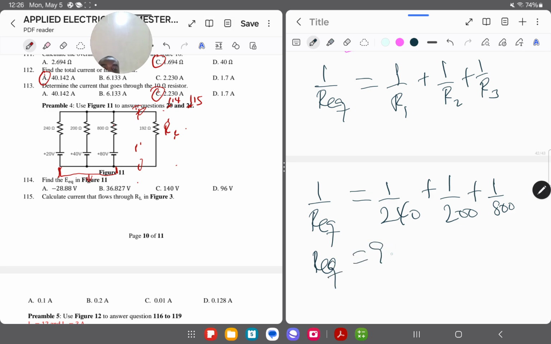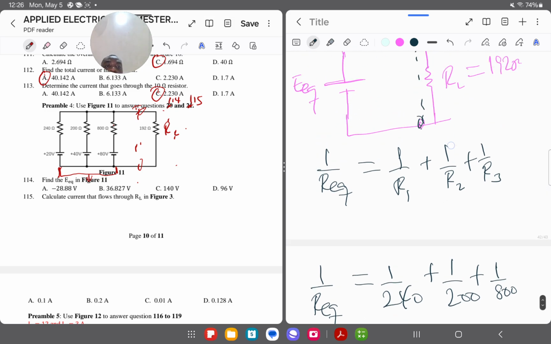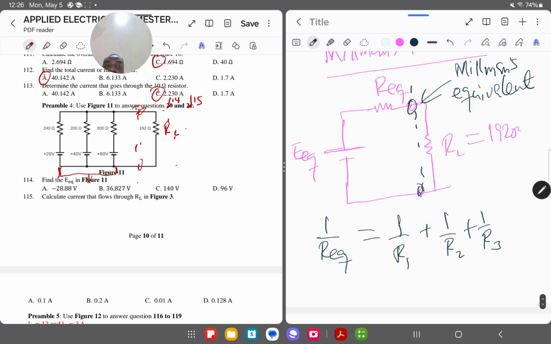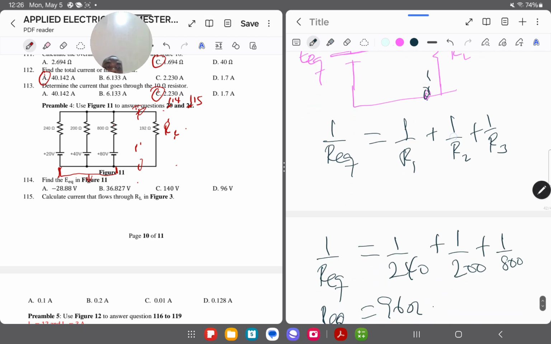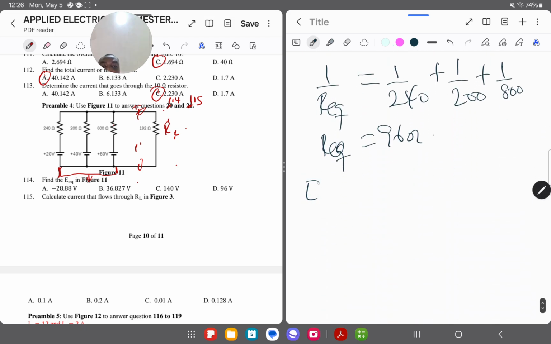Equivalent resistance for this is going to be -6 ohms. Okay, equivalent resistance is -6 ohms. Now we've gotten the equivalent resistance. Now let's get the equivalent voltage. The formula for equivalent voltage is going to be the equivalent current times the equivalent resistance. Now to get the equivalent current, again, we think in terms of what?